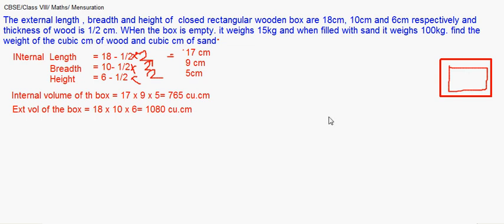Now if we subtract these two, that means subtract the external volume minus internal volume, we will be finding out the volume of wood, which can be given by external volume minus internal volume. External volume is 1080 and internal volume is 765. If we subtract this, I think I'm getting 315 cubic centimeters. Yes, I have done it right.